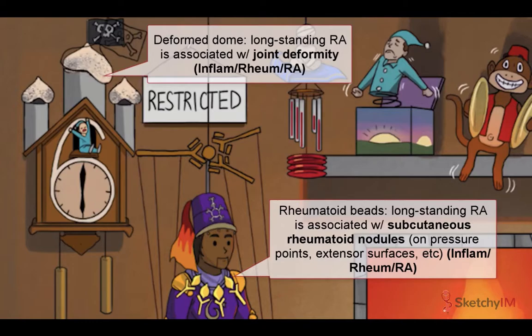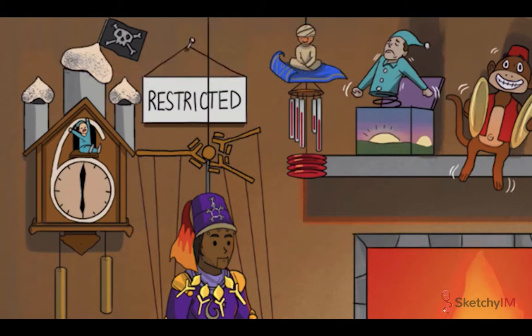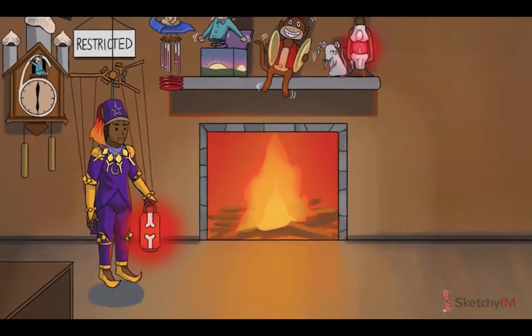A few more distinctive signs of RA to keep in mind are rheumatoid nodules and joint deformity. But again, these manifestations are associated with more long-standing disease. Check out our dedicated rheumatoid arthritis sketch for all the details.